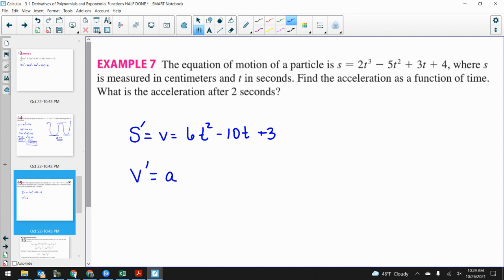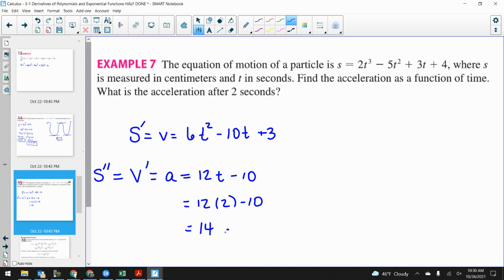Okay, well, let's just do that process again. 12t minus 10. So what did we really calculate in terms of position? Double derivative. And what is the acceleration after 2 seconds? Well, okay, let's find a of 2. 12 times 2 minus 10. So 24 minus 10, so 14.